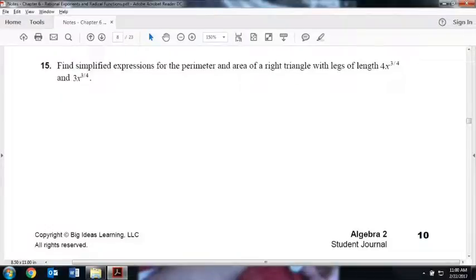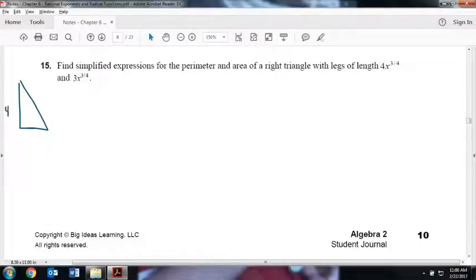All right, this is still section 6.2, chapter 6.2, number 15 in your packet. Find the simplified expression for the perimeter and area of a right triangle with legs of 4x to the 3/4 and 3x to the 3/4. So first things first, I'm going to draw this out. So we have a triangle. They said a right triangle, right? Okay, good.